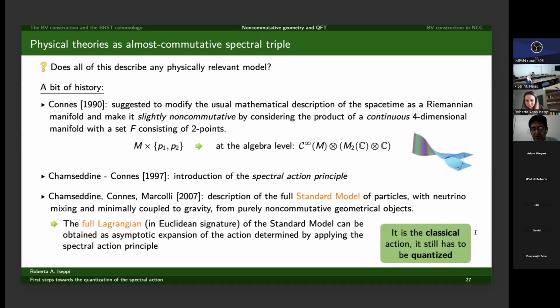Yes, my question was, is there any reason for this tensor C? Because M2C is the matrix algebra with complex entries, and is there any special reason for writing tensor C? Because M2C tensor C is equal to M2C, and in reality, when you consider a manifold times a 2-point space, the corresponding non-commutative space is C infinity of M tensor M2C. So I didn't understand, maybe it's a typo or miswriting, or I'm missing something.